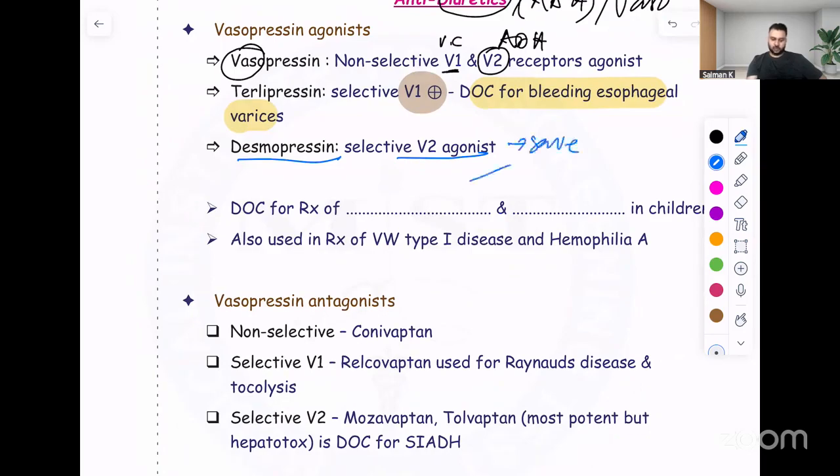So this saving of water can help you with two diseases. One is diabetes insipidus, which is central or neurogenic DI. And second is nocturnal enuresis in children. Nocturnal enuresis in children. All right.